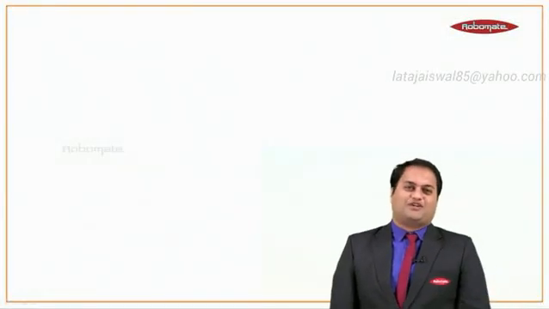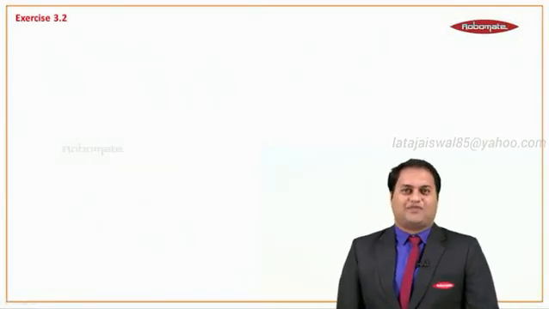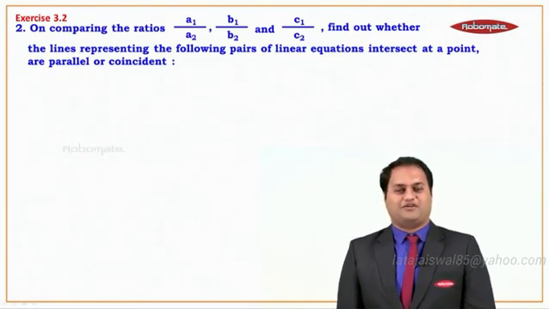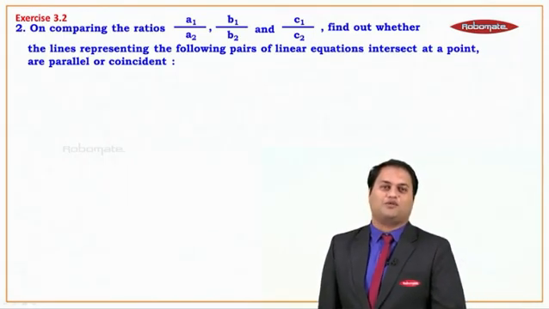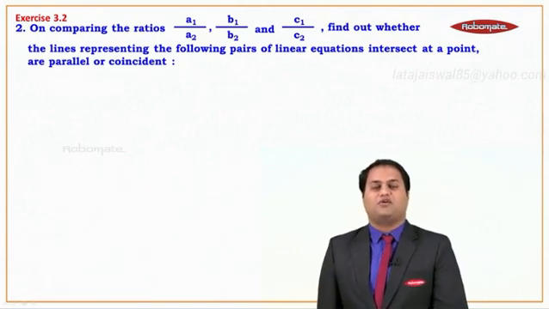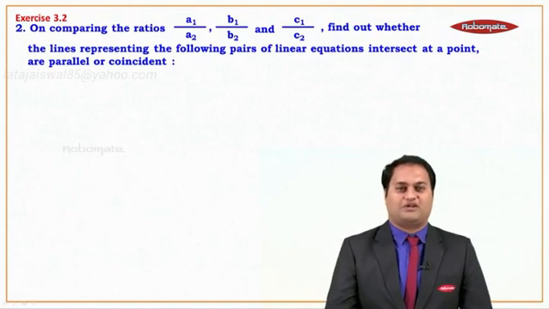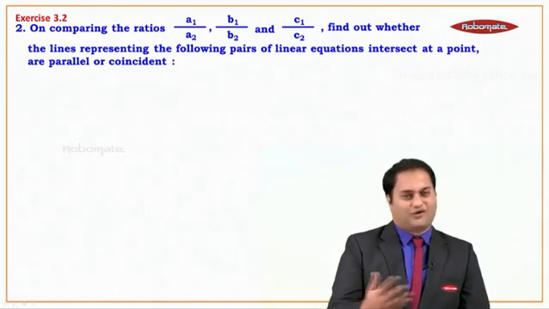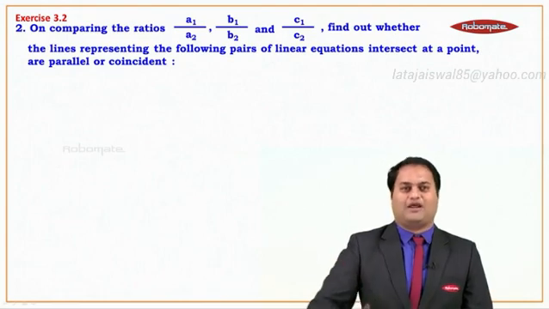Start with the sums based on consistency and inconsistency. Exercise 3.2, sum number 2. The sum is on comparing the ratios A1 upon A2, B1 upon B2 and C1 upon C2. Find out whether the lines representing the following pair of linear equations intersect at a point, or are parallel, or are coincident or overlapping. Coincident, overlapping, one and the same.